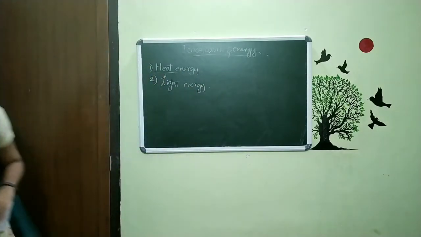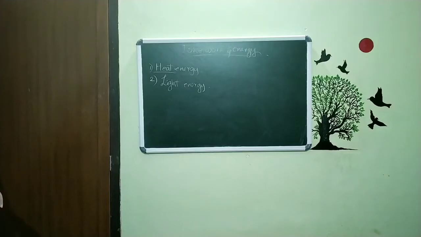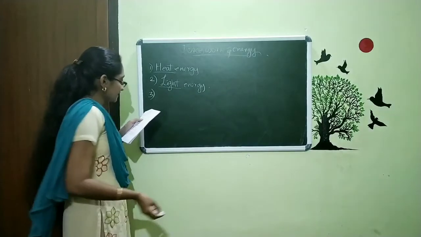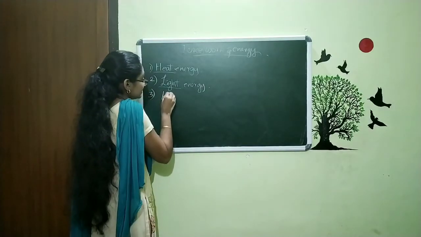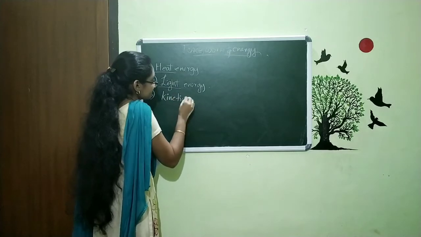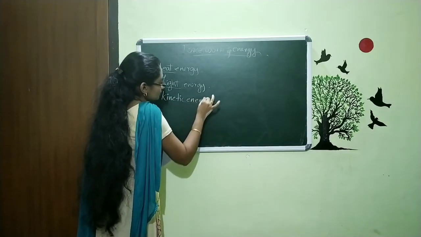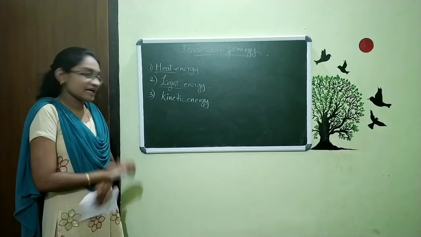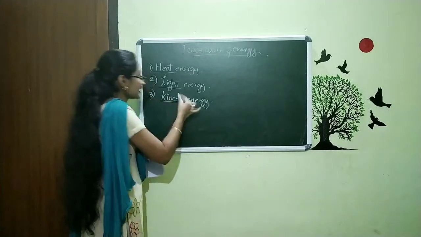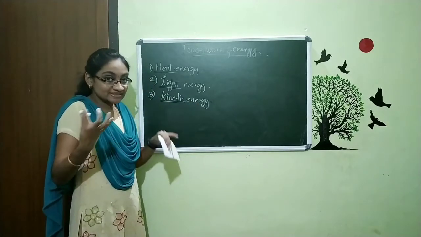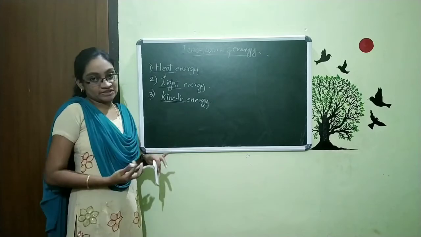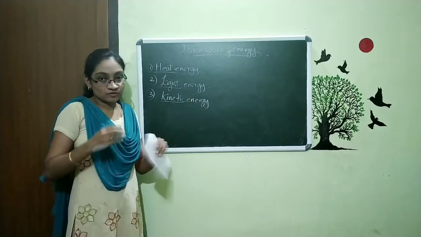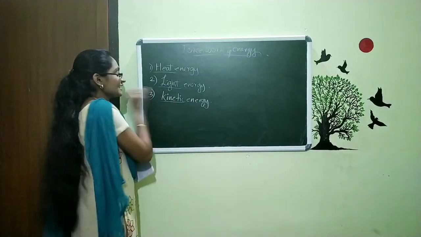Light energy means the energy that we get from light. That is light energy. Now the third one is kinetic energy. So what is this kinetic energy? Actually, kinetic energy means the energy which is gained by the motion of an object, or the movement of an object. That is what kinetic energy is, because of the motion.